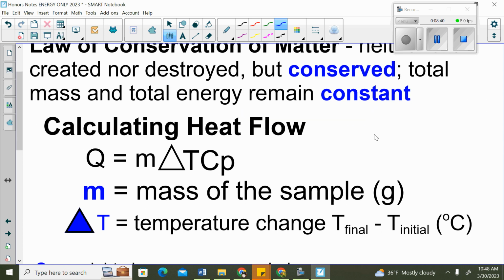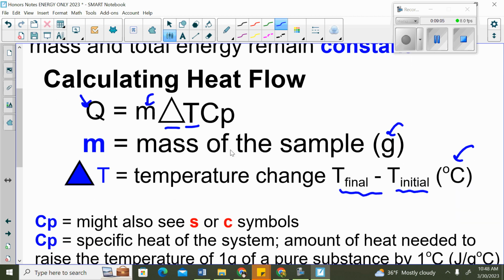So here it is. So it's Q, that's our energy, equals M, which is mass of the sample in grams, times delta T. Delta is a Greek letter, right? That simply means to subtract. And it's usually your final temperature minus the initial, in degrees Celsius. So I think mass and temperature look at least a little familiar to you. It's the CP that is different.